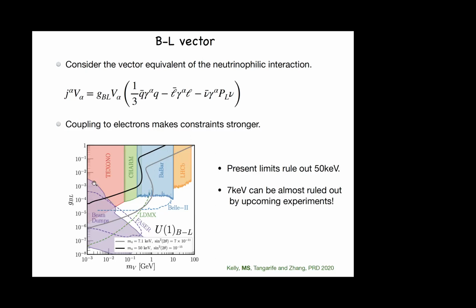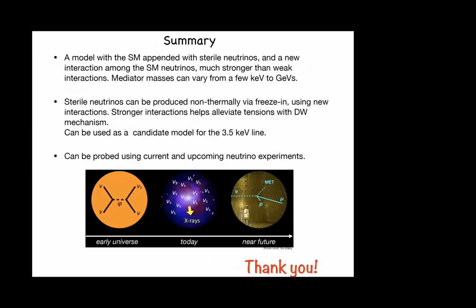So the crux is that the more stuff you couple your vector meson to, the more you end up ruling out this parameter space, and you actually can probe these regions quite well if these vectors are coupled to any kind of current, like a B minus L or an L_mu minus L_tau. So this brings me to the end of my talk.